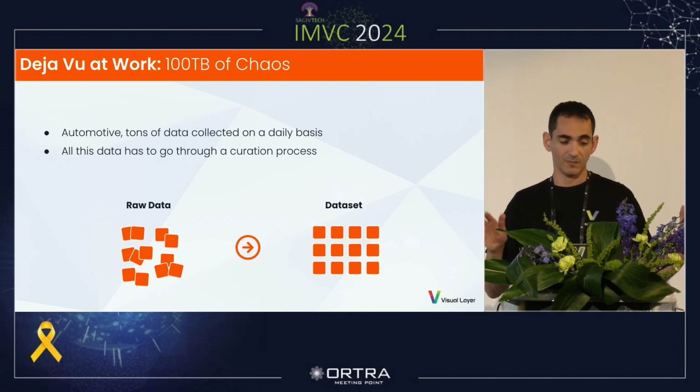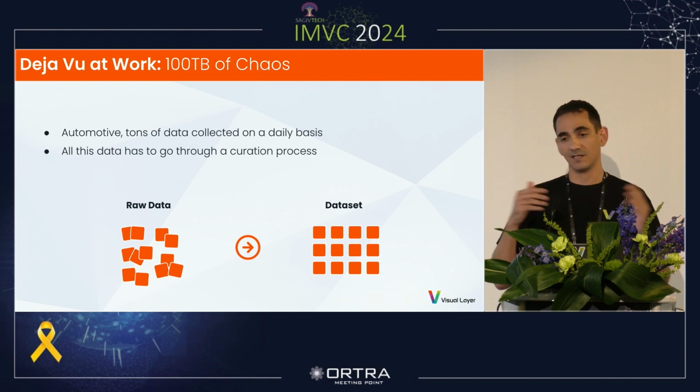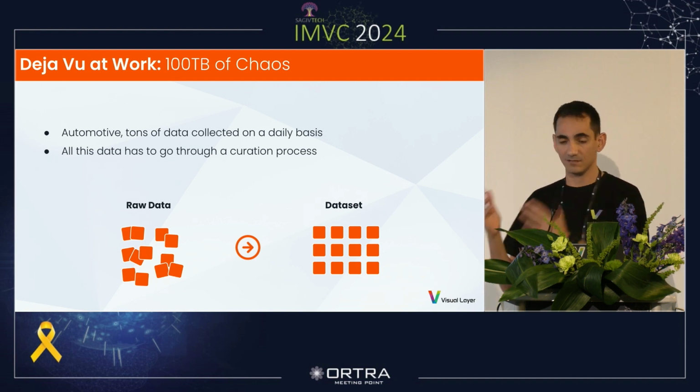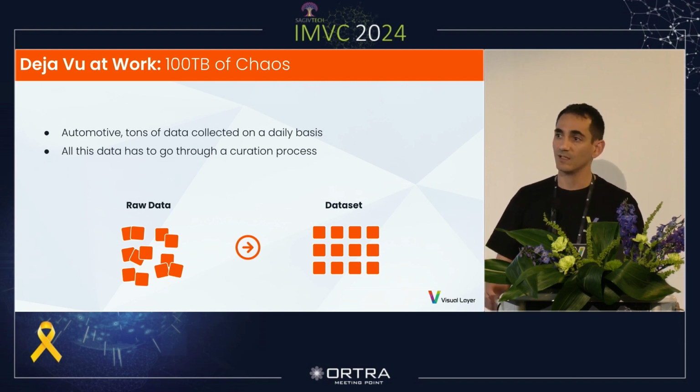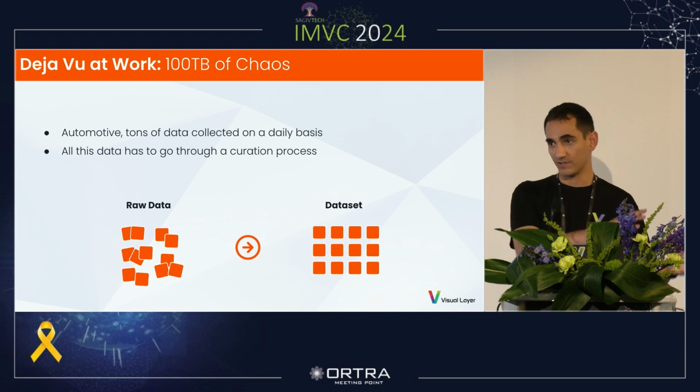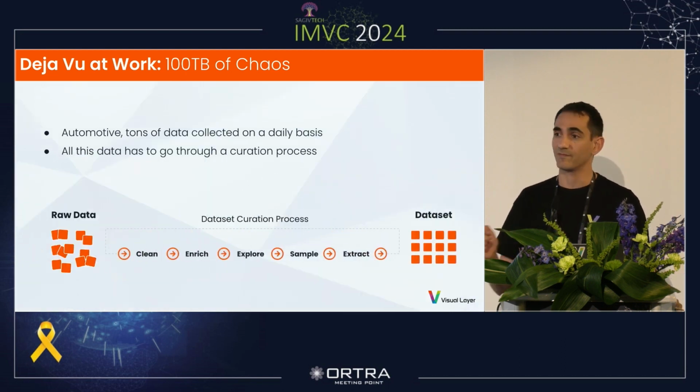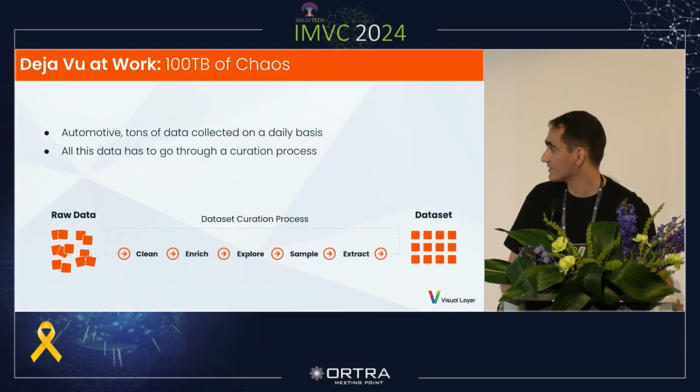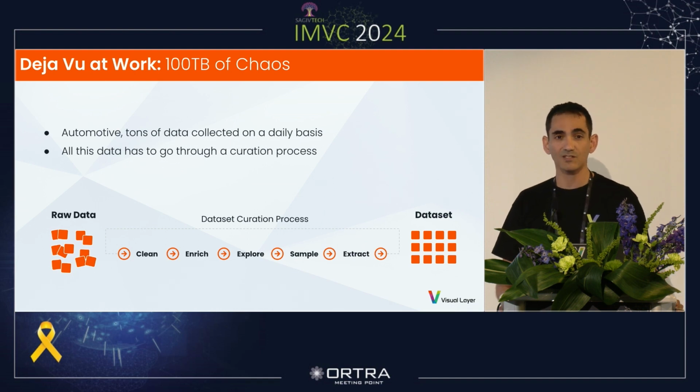So that was a huge amount of data just constantly piling up. And the process of getting this data into production, into datasets to train our AI model, was actually a business critical problem. And that process is called data curation, taking raw data and turning it into refined, curated datasets. And the data curation process is actually a multi-step process.